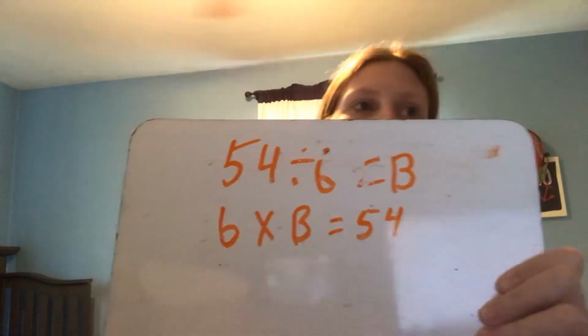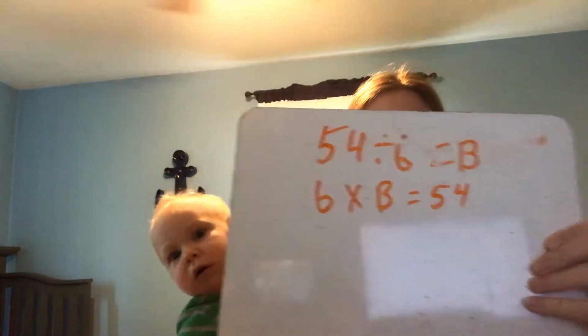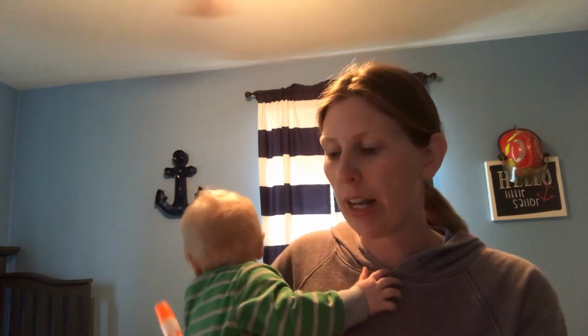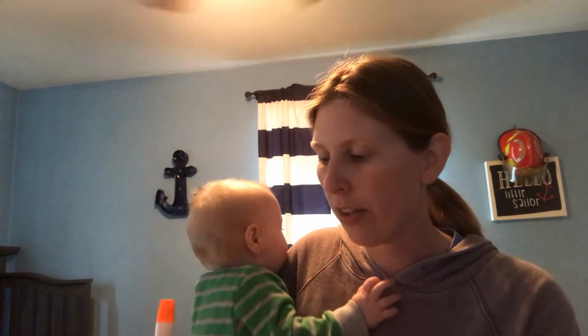Anyways, variable doesn't matter. If I wrote that as a multiplication equation, I would say 6 times B, that variable, would equal 54. That'd be another way I could write that. Sorry. So after we figure that out, we should find out that there is 9 in each one.